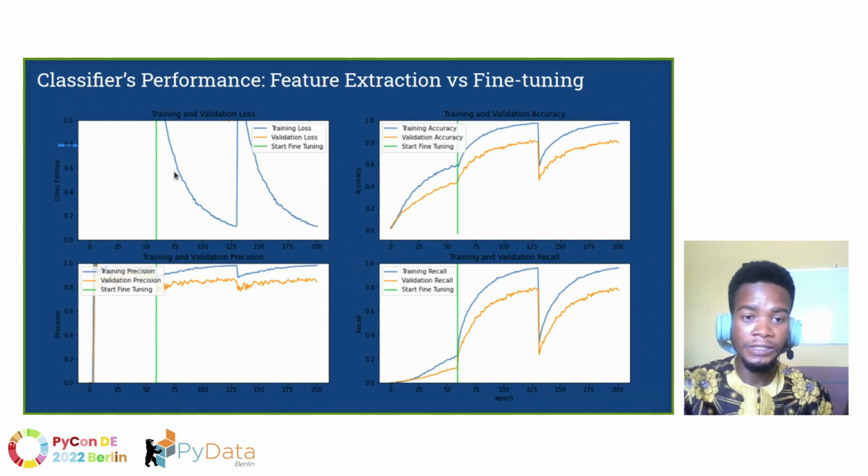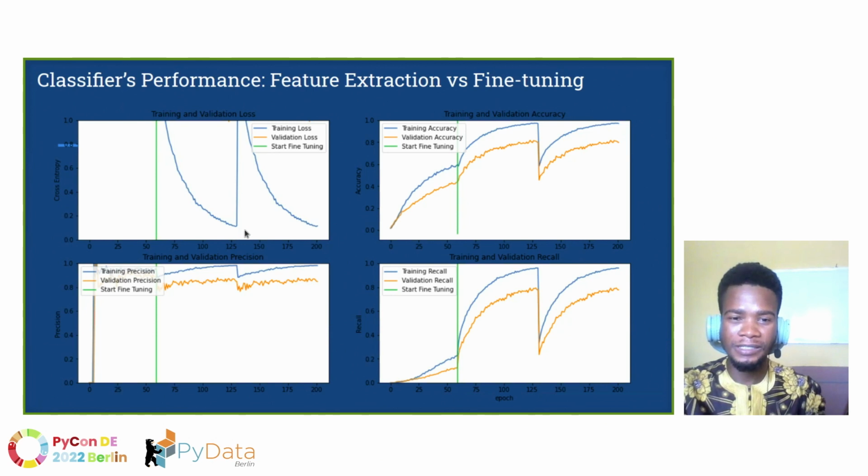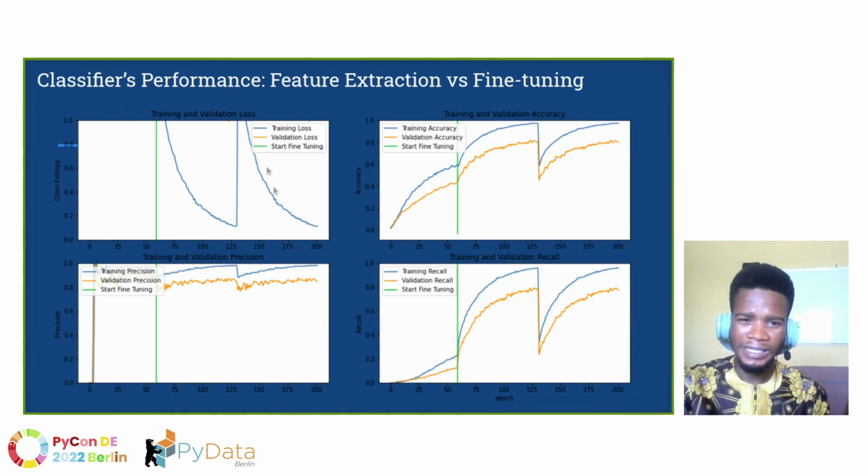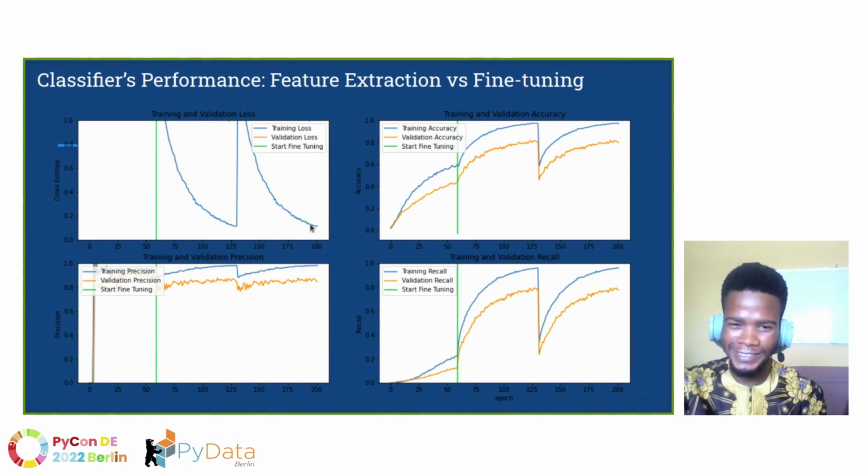This green line denotes the point where I start fine-tuning. You can see that the loss was crazily high before I started the whole fine-tuning stuff. Once I started fine-tuning, it reduced drastically, climbed up here, which I couldn't explain, and then decreased again.